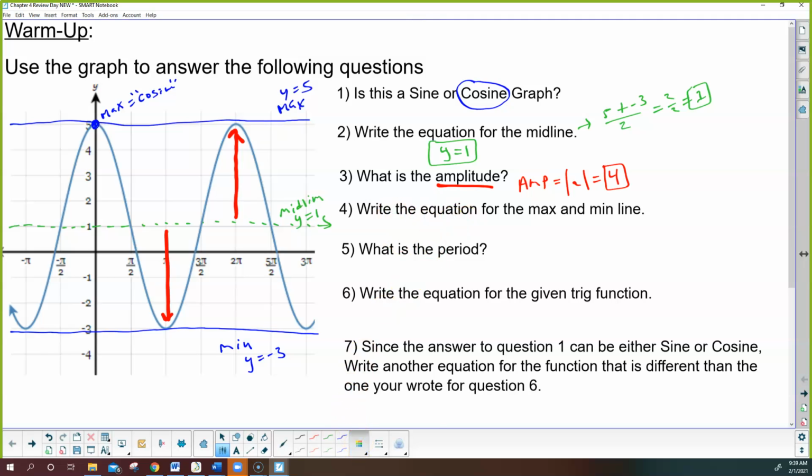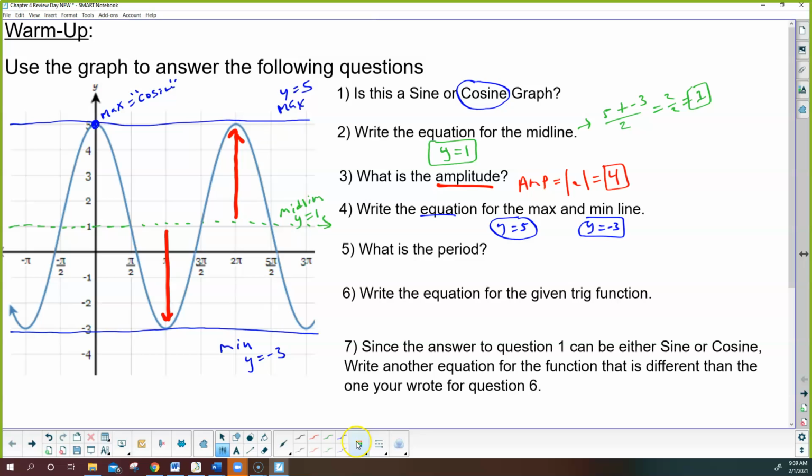We already did the equations for the max and min, so this is really quick. What is the max? Notice it says equation. So if this was a delta math problem, you would have to put y equals 5. And for the minimum, what's the min? That's y equals -3.